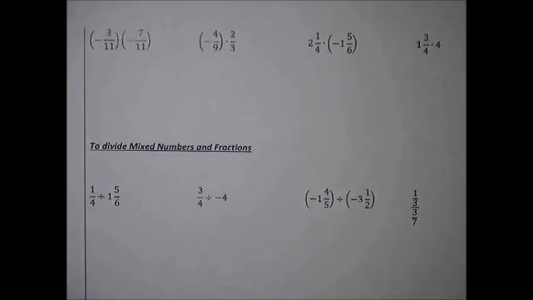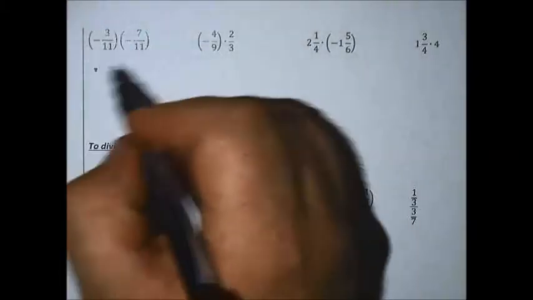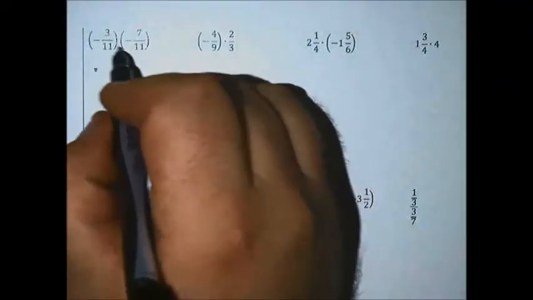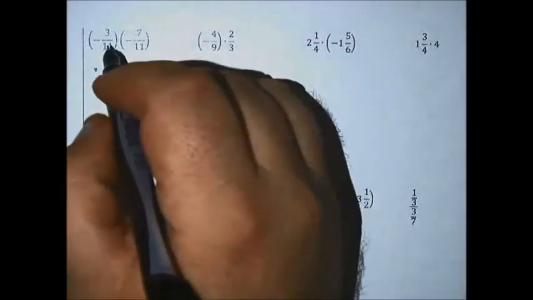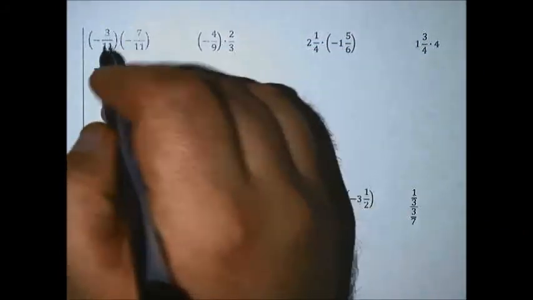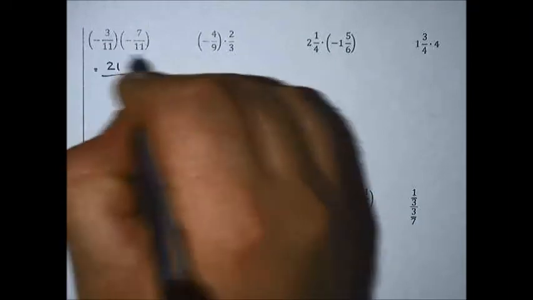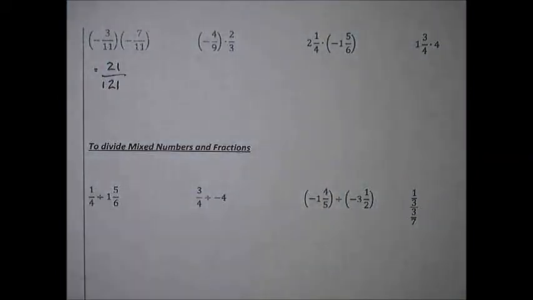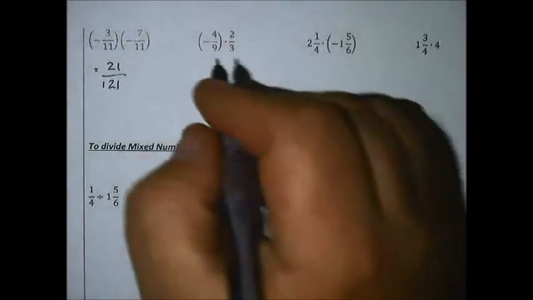All right, welcome back. We have 4 problems here that hopefully you guys got. Pretty simple on the first one. There's no improper or mixed numbers there, so we don't have to worry about that. Multiply top by top. I have 2 negatives so my answer is going to be positive. 3 times 7 is 21. 11 times 11, if you have to, use a calculator, but it's 121. I might try to look at reducing that. There's nothing that I can do. Okay, not too worried about that.